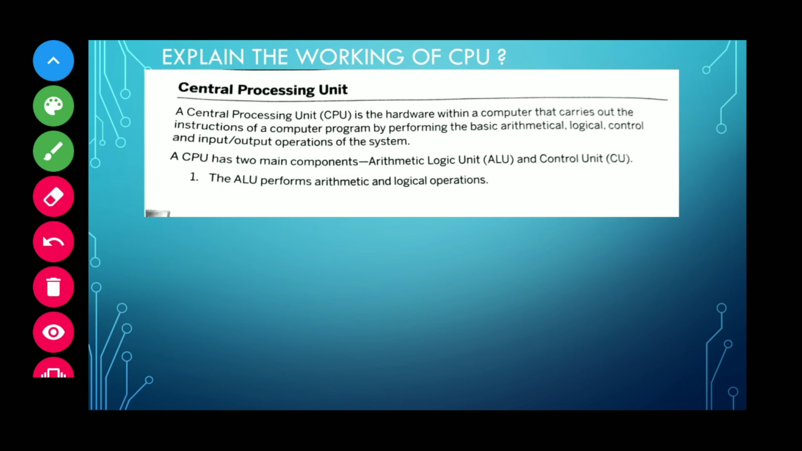Explain the working of CPU. It is the second last question. So CPU is an essential part of the computer system. It is the brain of a computer. So we have to understand this. A central processing unit is known as CPU. It is the hardware within a computer that carries out the instructions of a computer program by performing the basic arithmetical, logical, control and input-output operations of the system. A CPU has two main components: arithmetic logical unit and control unit.